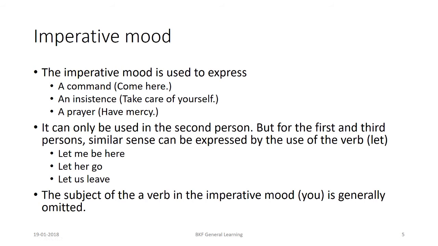The second, imperative mood, is used to express a command like come here, an insistence, take care of yourself, a prayer, have mercy. It can only be used in the second person, but for the first and third person, similar sense can be expressed by use of the verb let. For example, let me be here, let her go, let us leave. The subject of the verb in the imperative mood, you, is generally omitted. So in these three sentences, you is omitted.